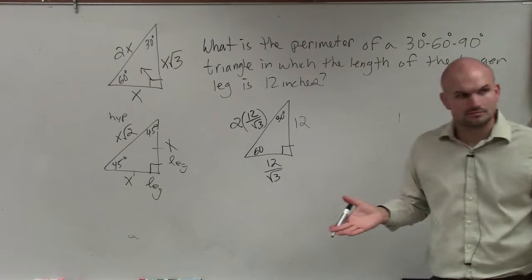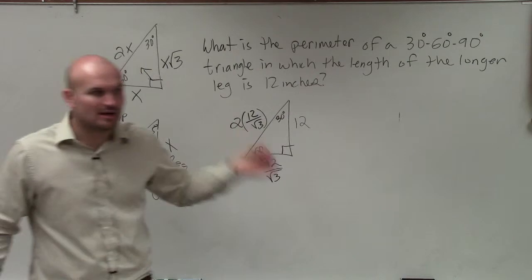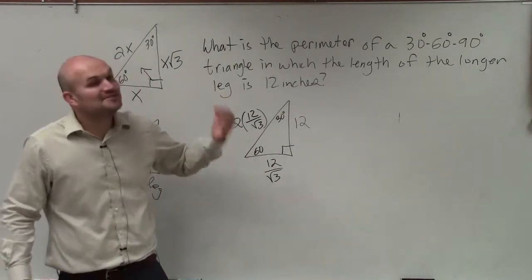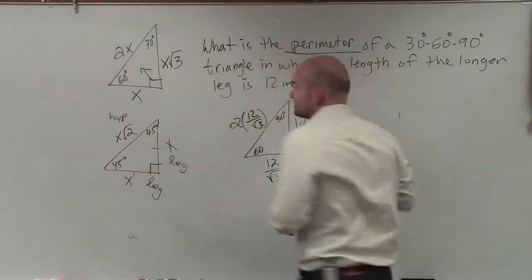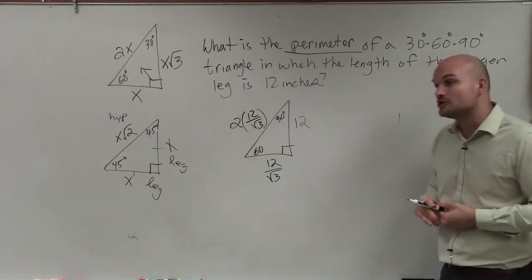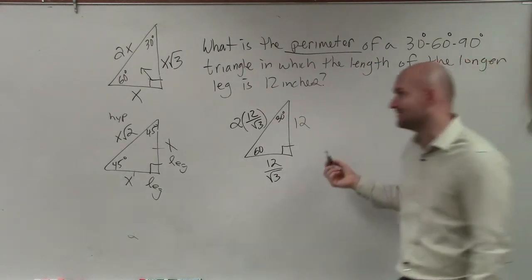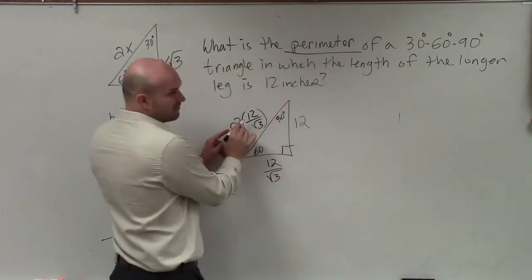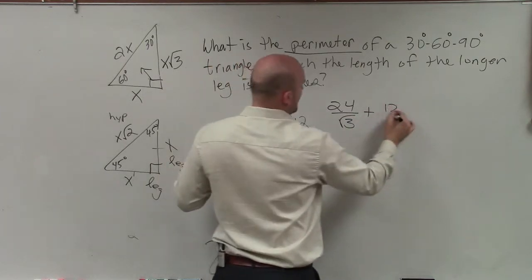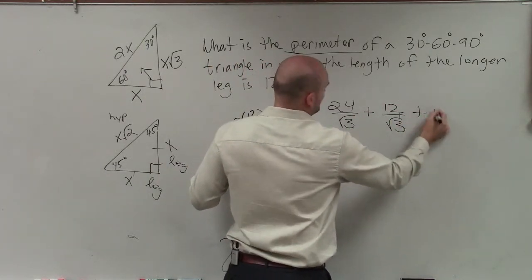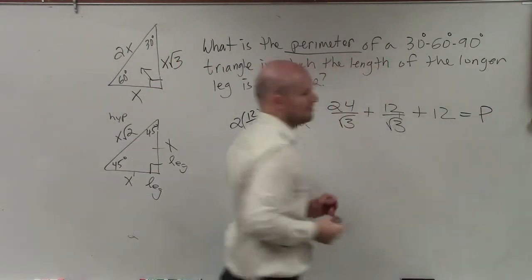Make sense? Yes? Now, why do I keep on asking you guys to restate the question? So you understand and you make sure you answer the question and check your answer. It says, what is the perimeter? It doesn't say what is the length of one of the sides. So hopefully, you guys remember that the perimeter is just the distance all the way around the triangle. So I can do 2 times 12 is 24. So I have 24 over square root of 3 plus 12 over square root of 3 plus 12 equals my perimeter. Would everybody agree with me?